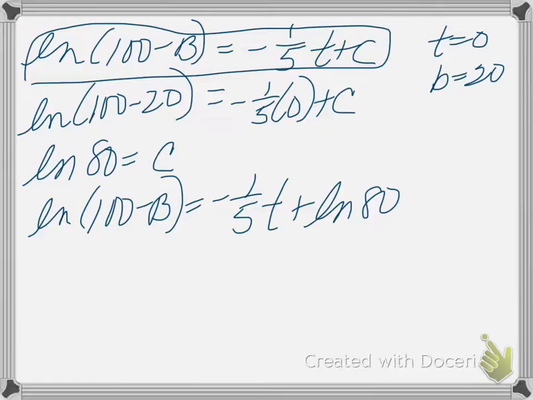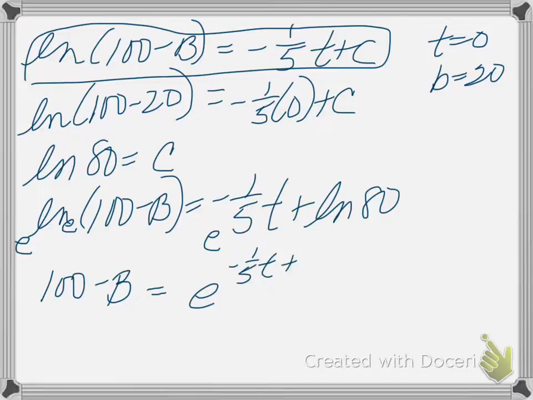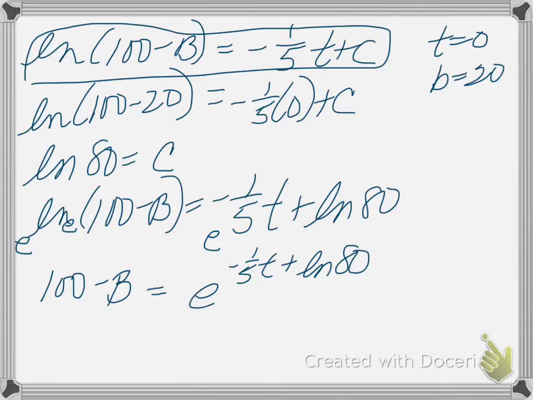So how are we going to get rid of all this stuff? We're going to add a base of e to each side. So for the left side, what that will do is, since you have a base of e and a base of e, the whole thing will just equal 100 minus b. And the right side is going to stay the same. Okay, so I'm just going to copy that onto the next page. Just want to make sure I copied the right thing here.